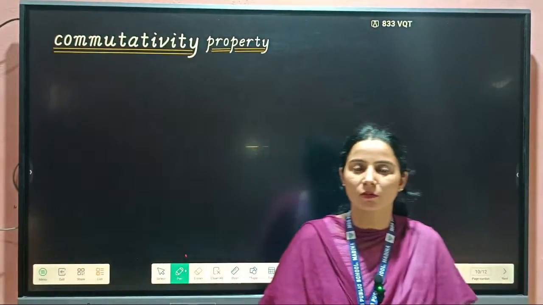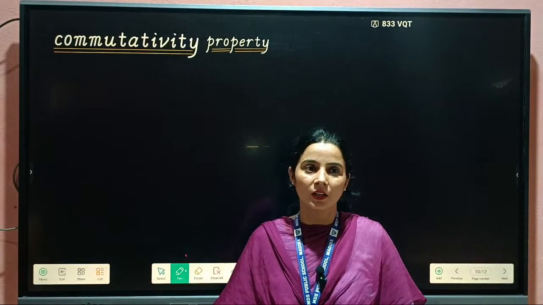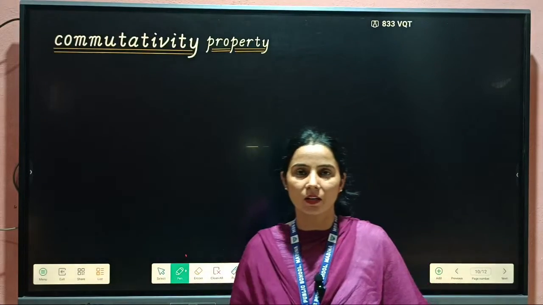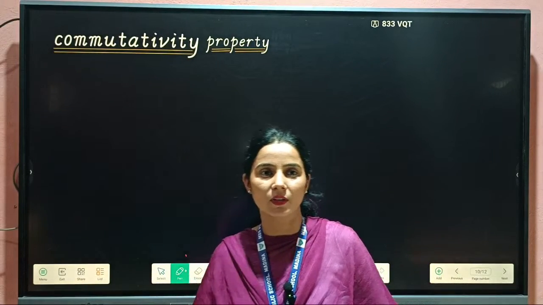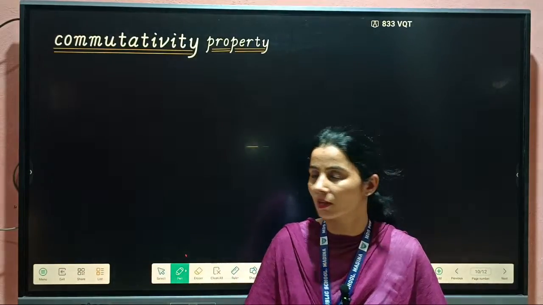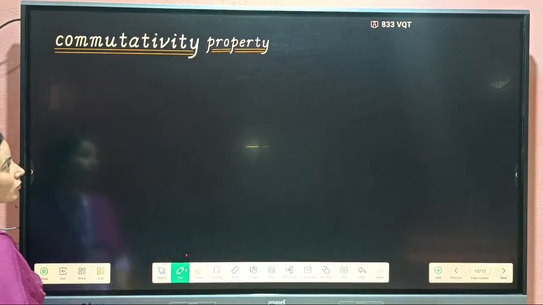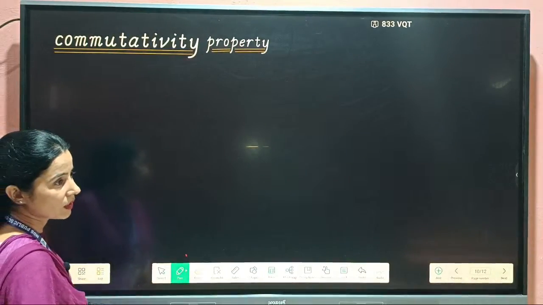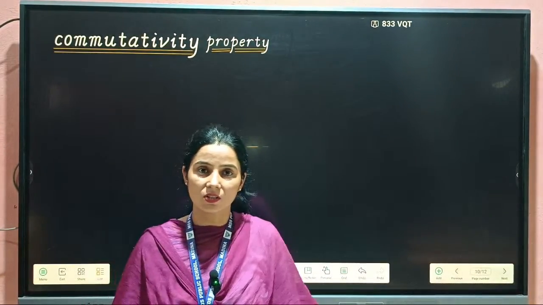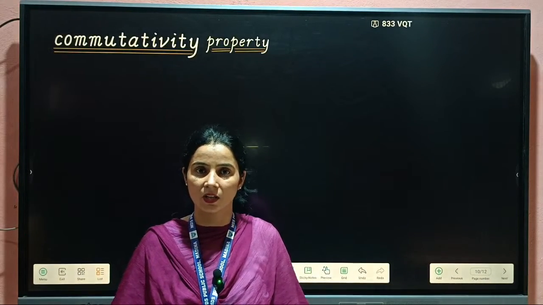Hello students, we were discussing chapter 1, rational numbers, of class 8. In the earlier video, we discussed the closure property of rational numbers. We discussed it for integers, whole numbers, and rational numbers. Now the second property is the commutative property. We will discuss this commutative property for integers, whole numbers, and then at last for rational numbers. Then we will proceed to the next property.